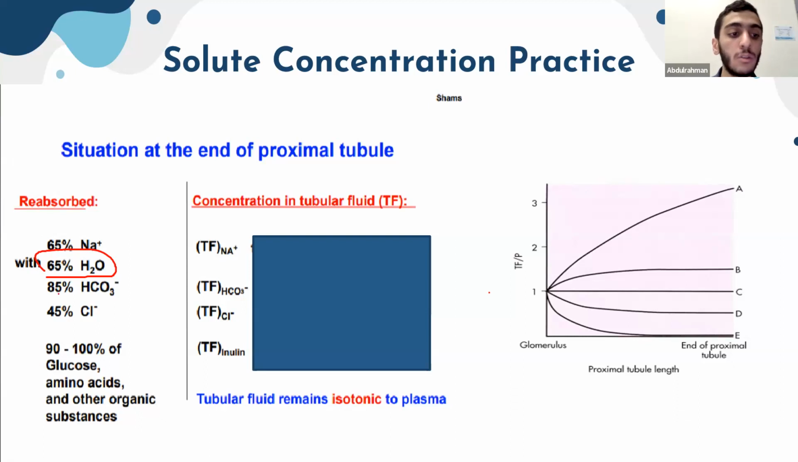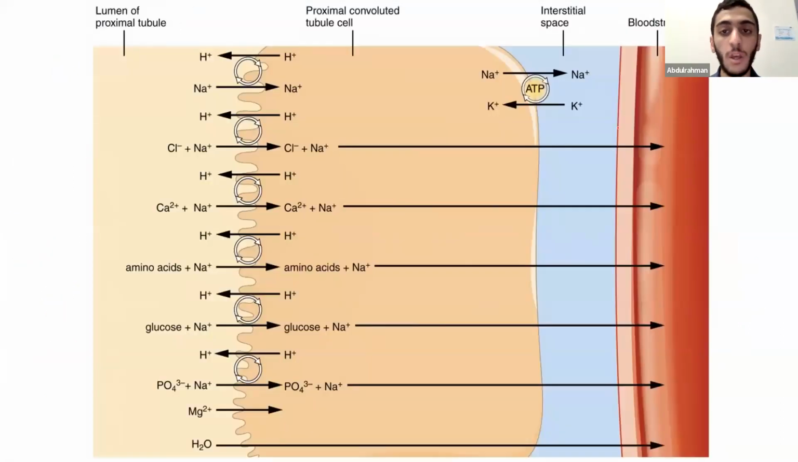Bicarbonate is absorbed 85%. So is it going to be A, B, C, D, or E? D, correct. Then 90 to 100% of glucose, amino acids, and other organic substances is E. Sodium and bicarbonate we discussed. Chloride, which one is it, if 45% of chloride is reabsorbed? B, correct. And the last one is inulin. Inulin is like creatinine, mentioned in the first lecture, which is A. Okay, you're right. So you guys got this concept.